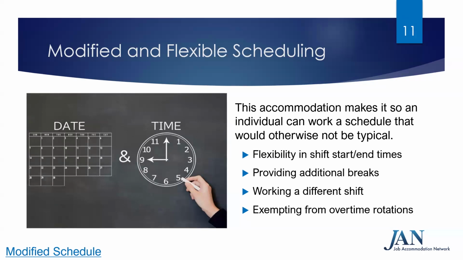Modified and flexible scheduling could be as simple as letting someone be a little late getting in at the start of their shift due to a sleeping disorder, or allowing additional breaks as an accommodation for someone with a gastrointestinal disorder. There can be potentially more complicated modifications as well, like allowing the worker to work part-time and gradually work their way back up to a full-time schedule after having a knee surgery or recovering from a chronic illness.